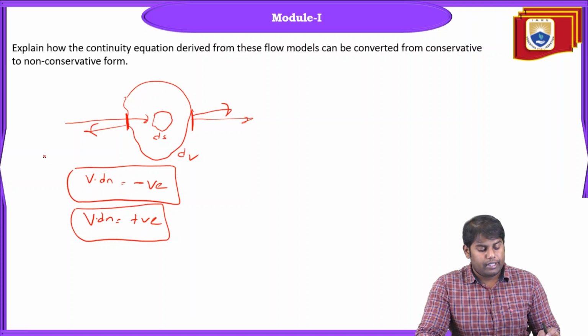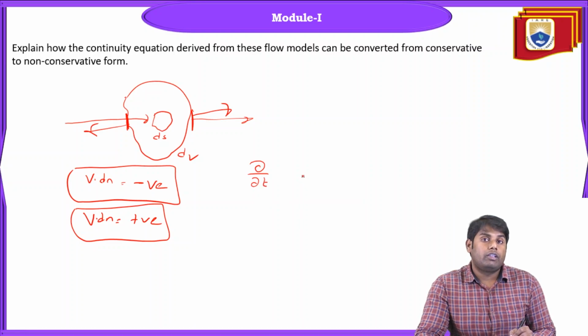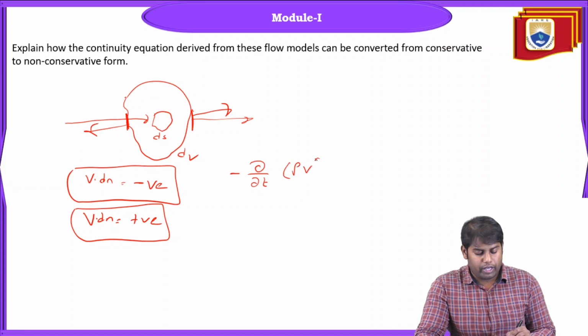Now what is happening? The rate of decrease of mass inside the control volume. So when we say rate, dou by dou t. The rate of decrease of mass, when I say decrease, you have to put negative. And mass is rho into v. So the rate of decrease of mass inside the control volume, for which we have to apply the volume integral, is equal to the flow which is leaving through the control surface.